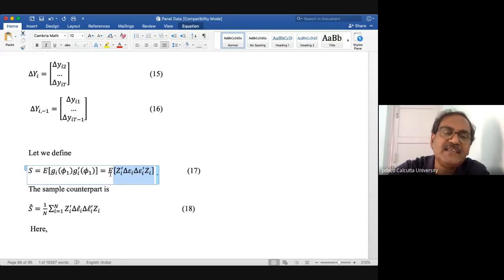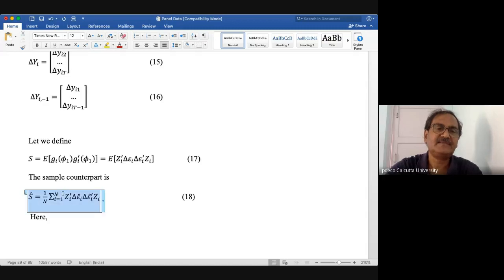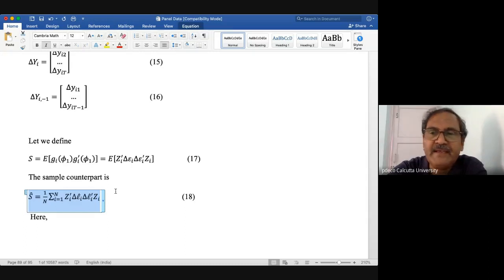Now, as we are using the symbol expectation, it is related to the population. So its sample counterpart becomes S hat is equal to 1 by N, capital N, number of cross section, sum of zi prime delta epsilon hat I into delta epsilon hat prime I into zi. Epsilon hat indicates the residual, the estimated value for epsilon.